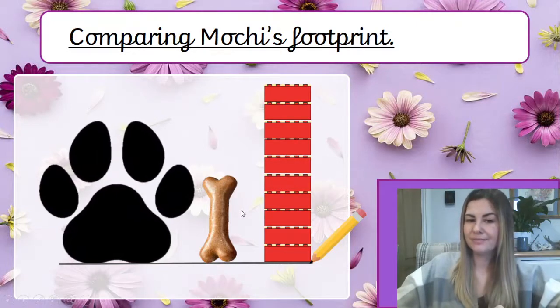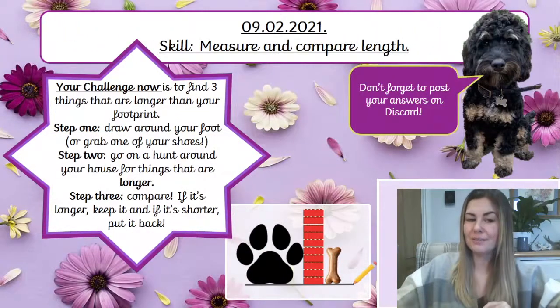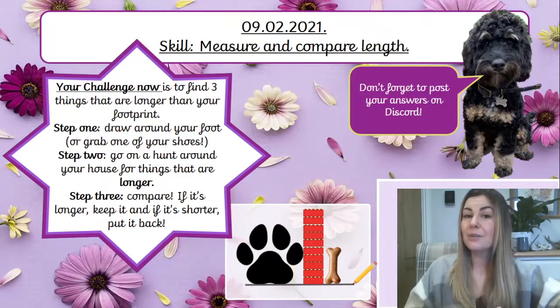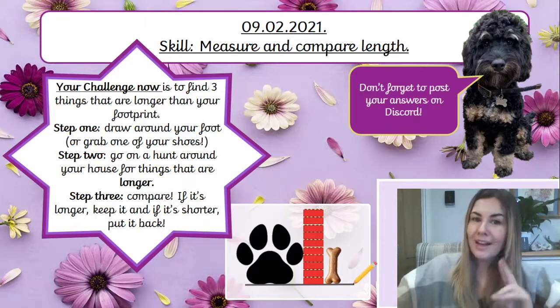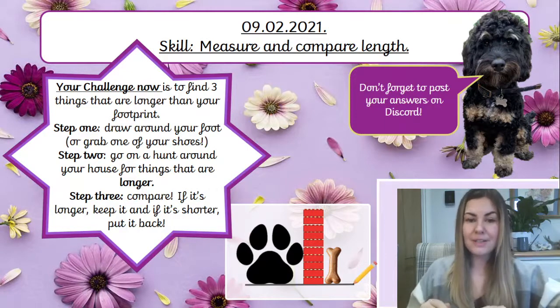So, this is what I would like you to do now. This is your task. Your task is to find 3 things that are longer than your footprint. Your first step, of course, is to draw around your foot. Make sure you wash them first so they're not really smelly. Step 2 is to go on a hunt around your house and find things that you think are longer than your footprint. And step 3 is to put them side by side and compare.